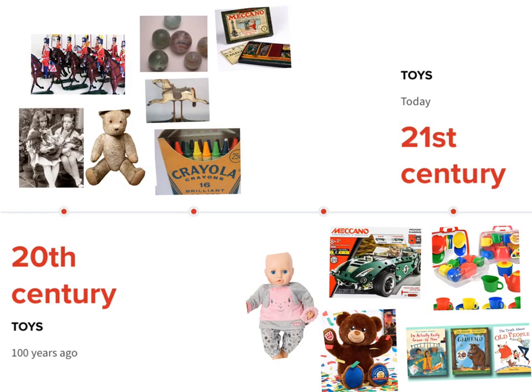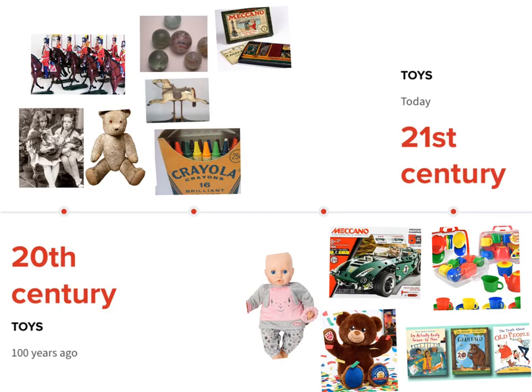So we've had a look at some Victorian toys and compared them to the toys we have today, and we've noticed that they are still very similar. But one difference is that we use different materials now because more materials are available.